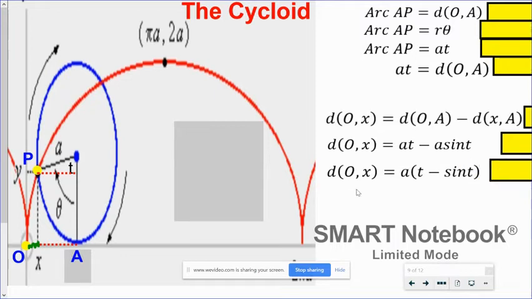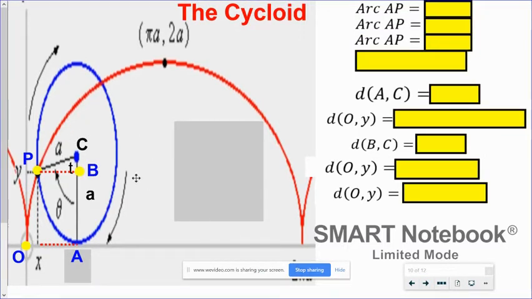So by definition, the distance from O to x is going to be a times a quantity of t minus the sine of t. Things to take note. Number one, a is the radius of the circle, and t looks like to be this central angle, which is being defined in radians.